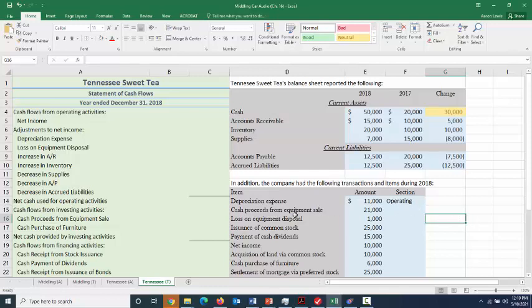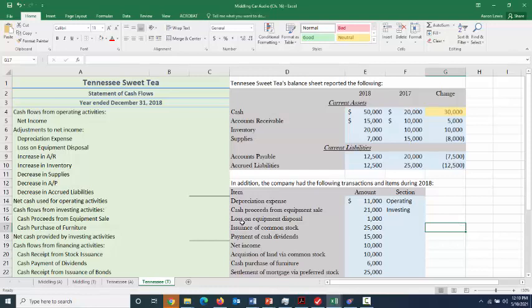We have the cash proceeds from equipment sale. Again, as a rule of thumb, the best way to know what section to put it in is to determine what type of account you're receiving cash from or using it on. In this case, that is equipment, and equipment is a non-current asset. It's PP&E. And all non-current assets will be listed in the investing section of your statement of cash flows.